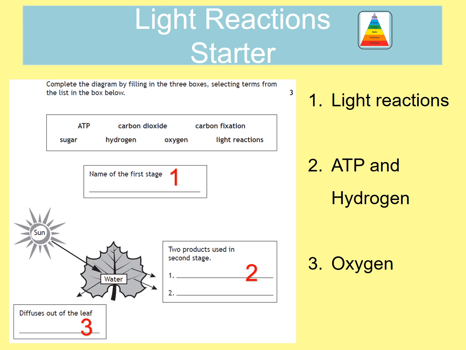We should have identified that number 1 is the light reactions, that's the name of the first stage. Number 2, ATP and hydrogen are the products that are used in the second stage. And number 3, we should have identified oxygen as being the product that diffuses out of the leaf.